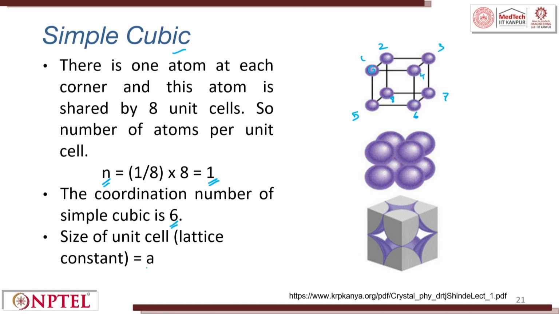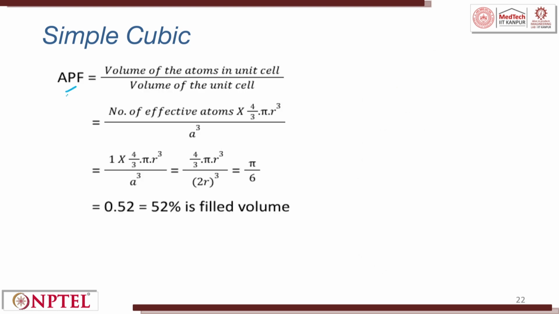The size of a unit cell edge is always constant as a. So, the atomic packing factor is the volume of the atoms in the unit cell divided by the volume of the unit cell. So, here it is going to be the number of effective atoms times the volume of a sphere divided by the unit cell volume, which is a cube. So, what you finally get derived is this. So, 1 times 4 by 3 pi r cube divided by a cube, where a equals 2r, so this will go to pi by 6. So, the volume fraction is 52%.